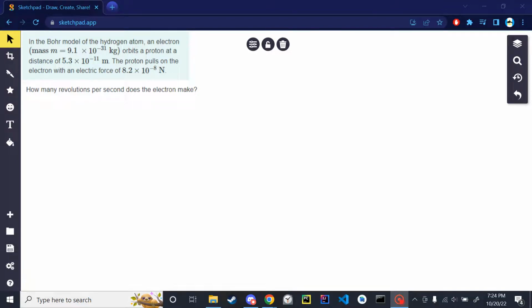Okay, so we got a physics problem here, and we're going to be doing a chemistry physics crossover. Woohoo! In the Bohr model of the hydrogen atom, an electron with a mass m orbits a proton with a distance of super tiny meters. The proton pulls on the electron with an electric force of super tiny force. How many revolutions per second does the electron make?